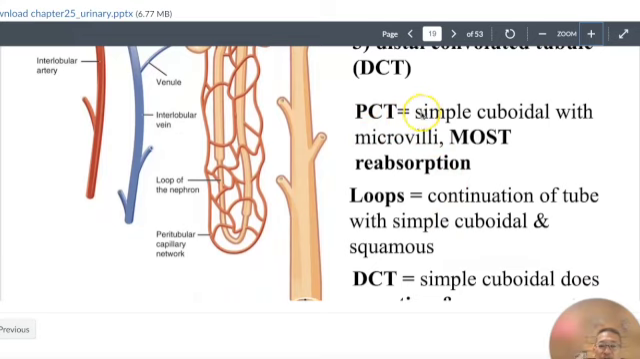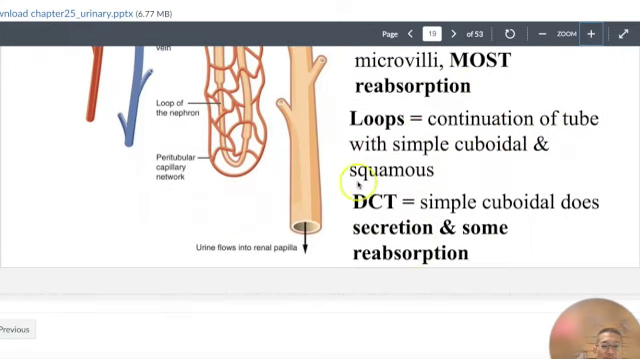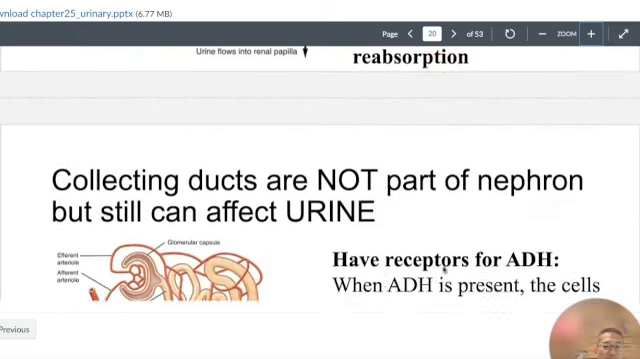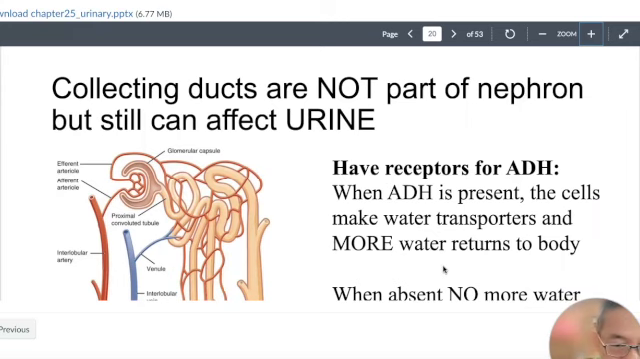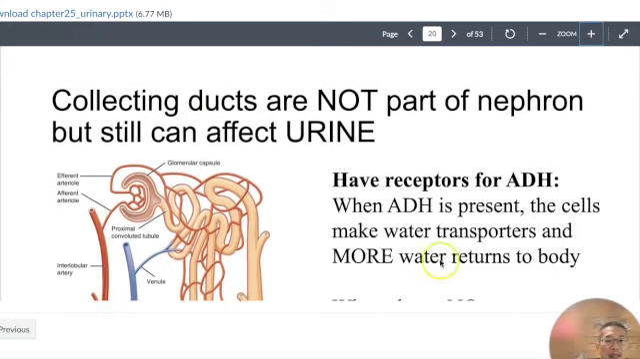The proximal convoluted tubule is simple cuboidal with microvilli, and this is where most of the reabsorption will occur. The loop is a continuum of tube with simple cuboidal and squamous, and the distal convoluted tubule is simple cuboidal; it does secretion and some reabsorption. But we're going to look at it a little bit more closely. Collecting ducts are not part of the nephron, but still affect the urine.